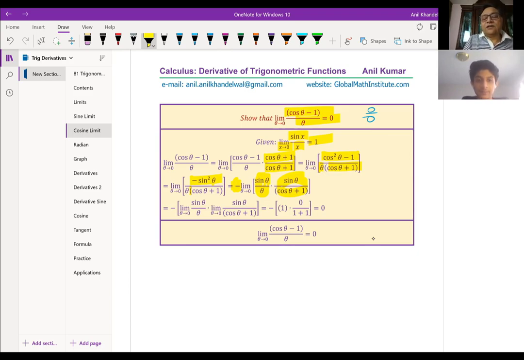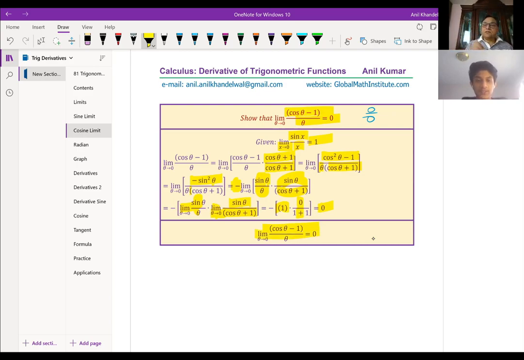And now sine theta over theta. You know the limit properties: the limit of each can be found separately and multiplied. So we have the limit of sine theta over theta times the limit of sine theta over cos theta plus 1 when theta approaches 0. The first expression is 1. The second, when you plug in 0, sine 0 is 0, but cos 0 is 1, so 0 divided by 1 plus 1, which is 2, is 0. Therefore, the whole expression equates to 0. And therefore, we know that this limit is equal to 0.